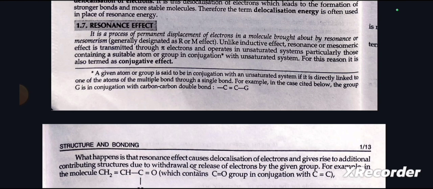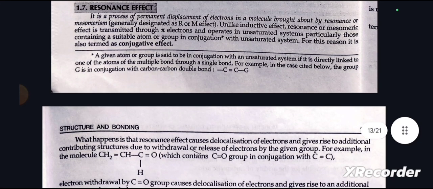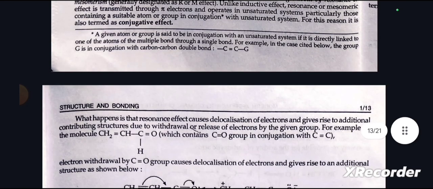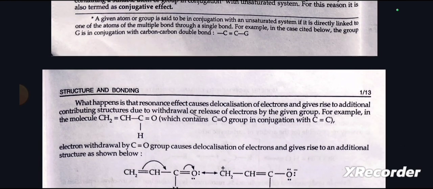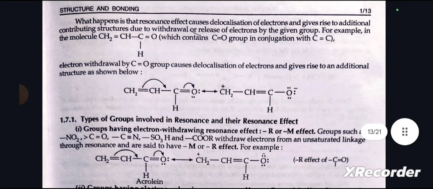A given atom or group is said to be in conjugation with the unsaturated system if it is directly linked to one of the atoms of the multiple bonds through a single bond. For example, in the case stated below, the group G is in conjugation with the carbon-carbon double bond: C=C–C–G. A resonance effect causes a delocalization of electrons and gives rise to additional contributing structures due to withdrawal or release of electrons by the given group.